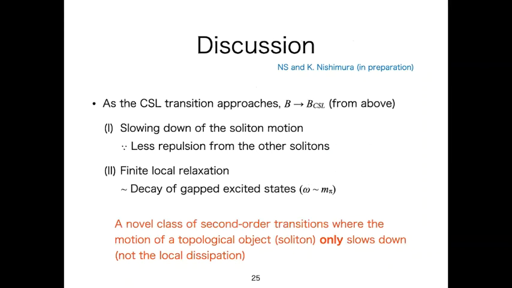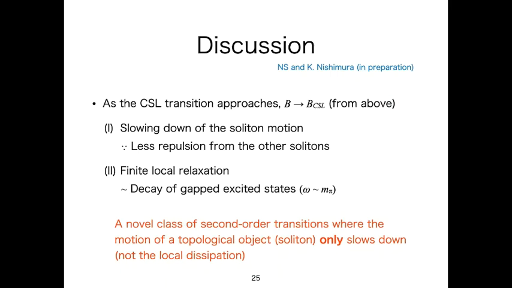So as we showed, as B goes to B_CSL from above in the CSL transition approach, we found the slowing down motion of the soliton. And we may interpret it like this. As B goes to B_CSL, the number of kinks is decreasing, so there will be less repulsion from the other solitons. In general, solitons have a repulsion, but near the critical magnetic field, that will be small.